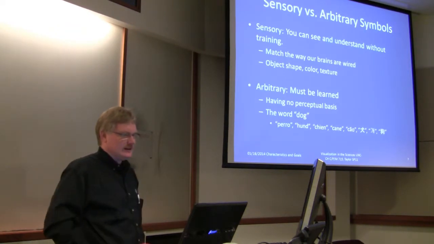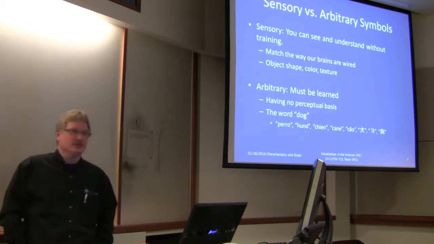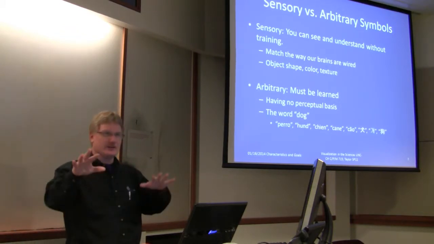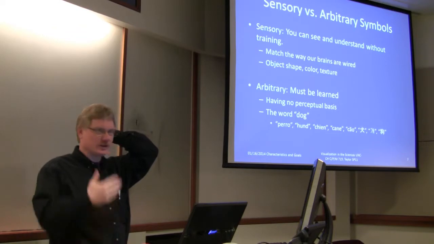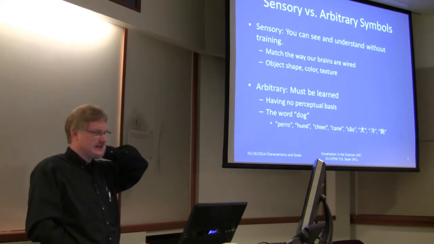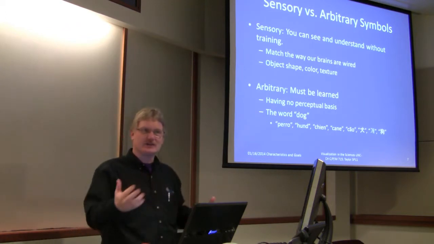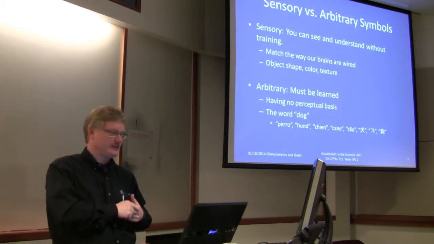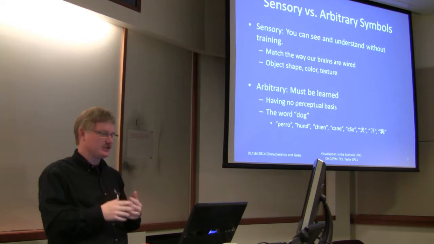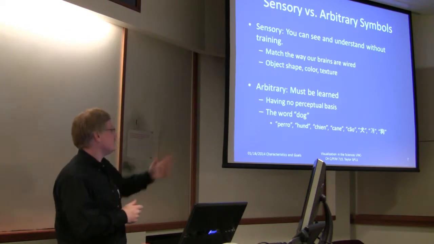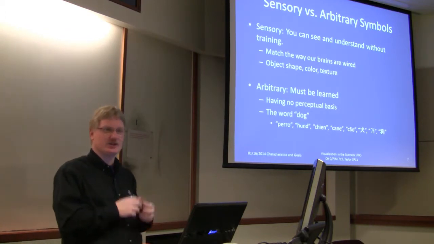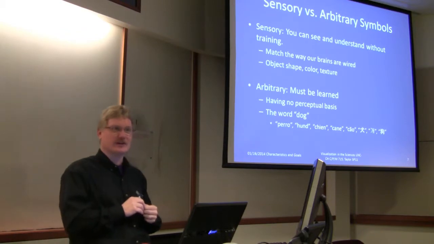All right. So sensory versus arbitrary symbols, right? This is one of the fundamental distinctions in the way that we're going to draw things in this class. Sensory is something you can see and understand without any training. It comes naturally. You've been doing it all your life. It matches the way we're wired, right? It has a perceptual basis. You can do this without having to read the instruction manual.